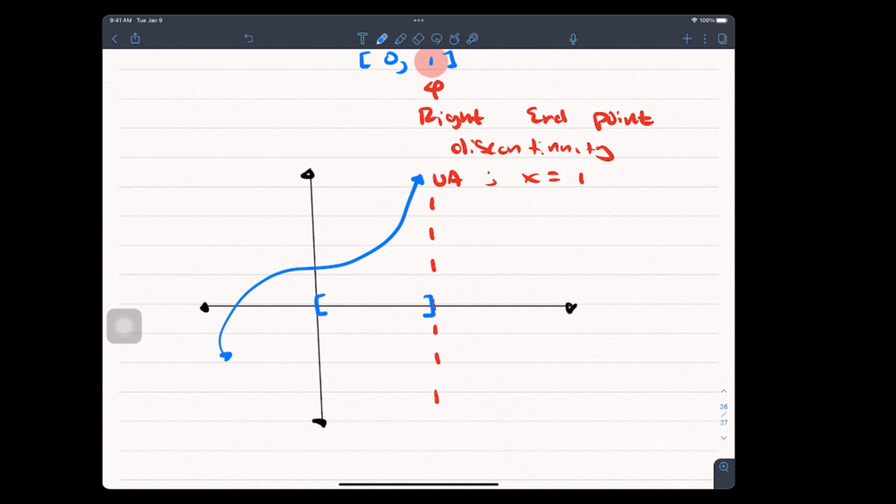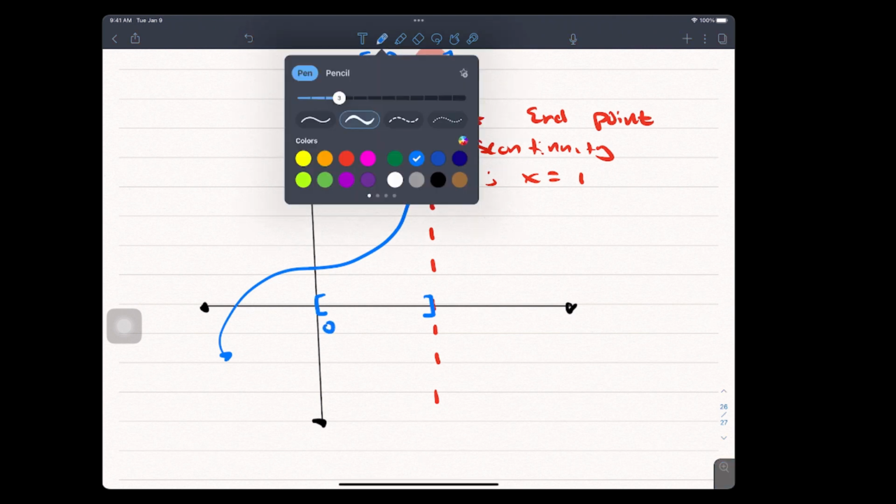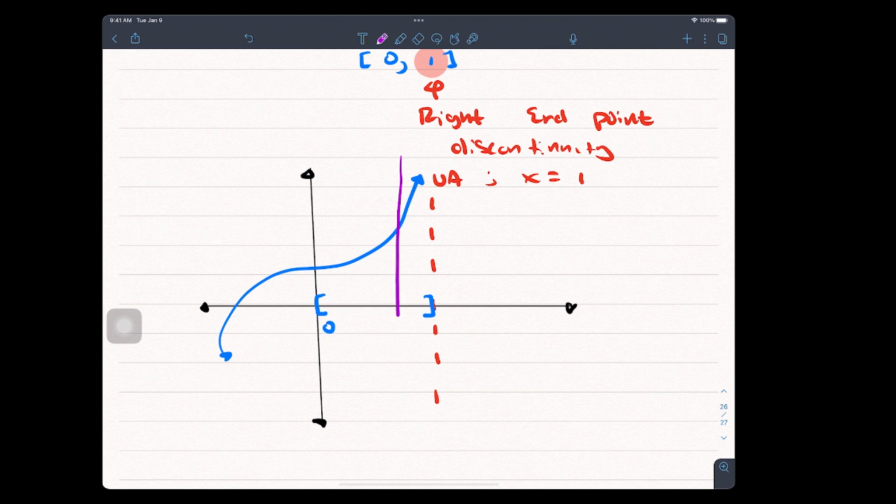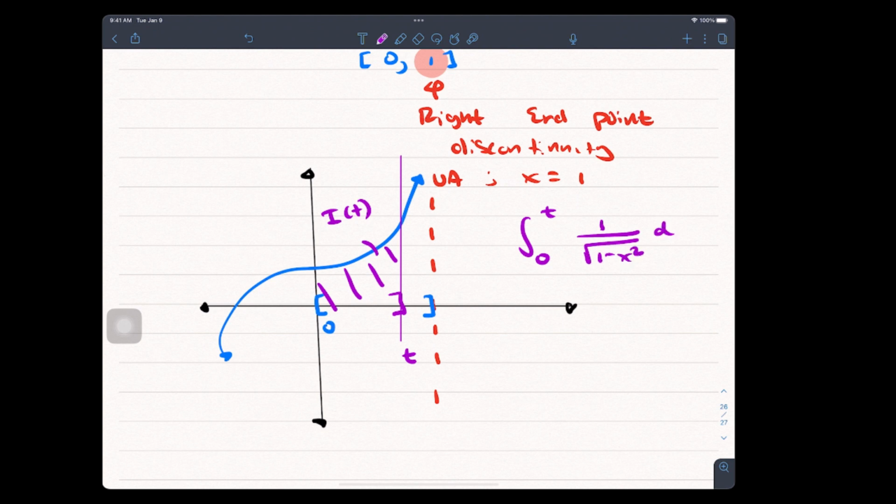So it's a very simple fix. The fix is this. We're now going to integrate from 0 to t. This is my I of t, the area under the curve. Let's integrate instead from 0 to t, the function here. This is that I of t, so you guys know.